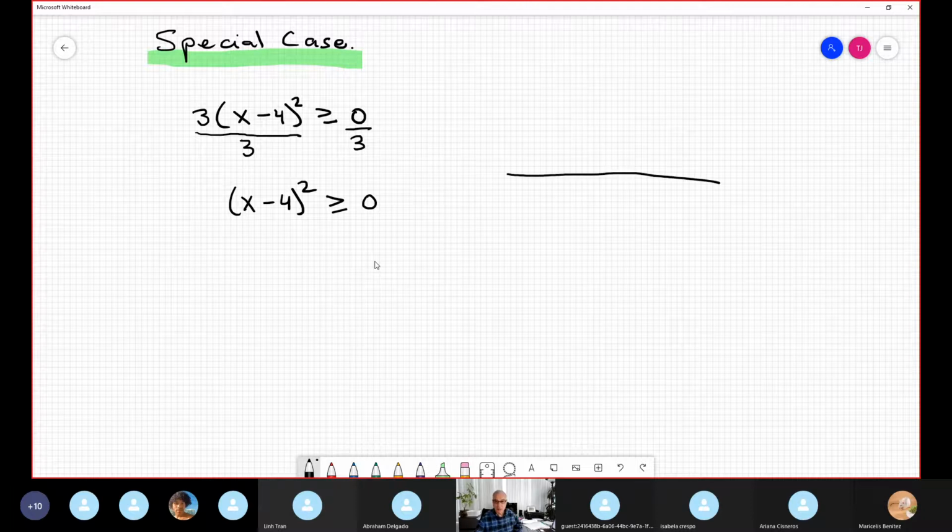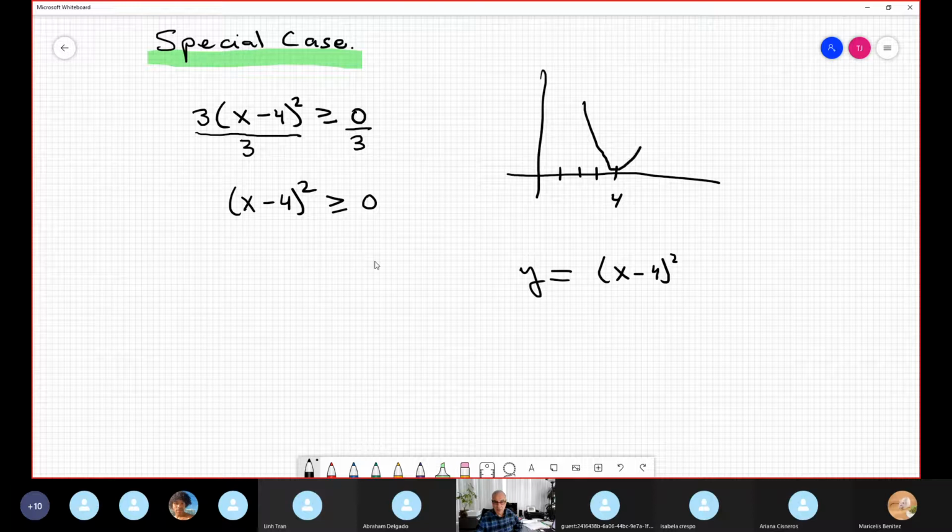Well, you know very well that y equals x minus 4 squared is a parabola. It's a square function, in 1, 2, 3, and 4. It's a parabola that opens like that. Of course, it touches the x-axis. And you see clearly that this is always positive. It's always positive, and is only 0 at x equal 4. So this statement is always true. Anytime. That means that the solution of this is all real numbers from negative infinity to positive infinity.